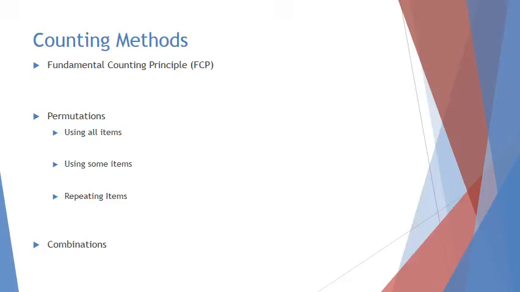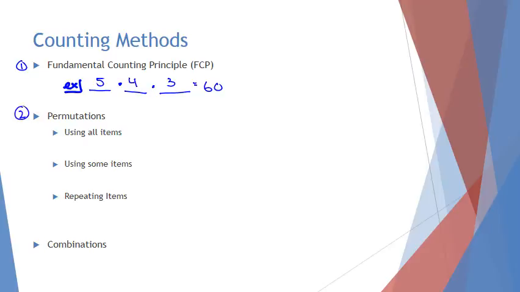Remember the fundamental counting principle. What we're really looking at is we have a series of decisions, and then we're going to have choices for those decisions. All right, so that's the fundamental counting principle. And we're multiplying these numbers together, by the way. So that would be 20 times 3, so 60.